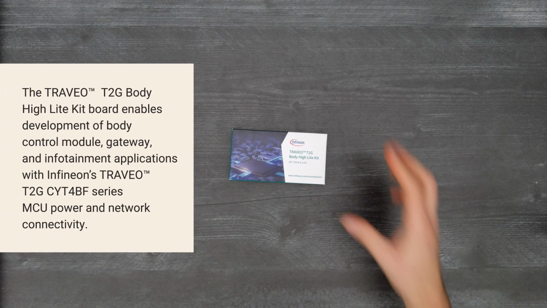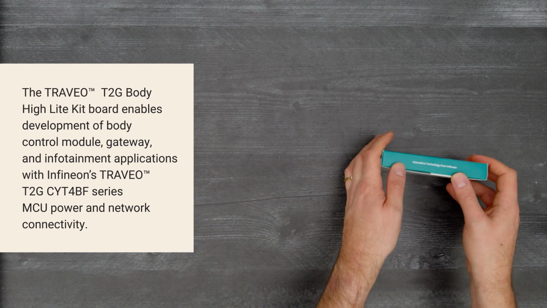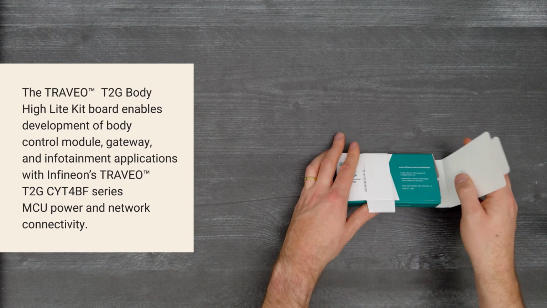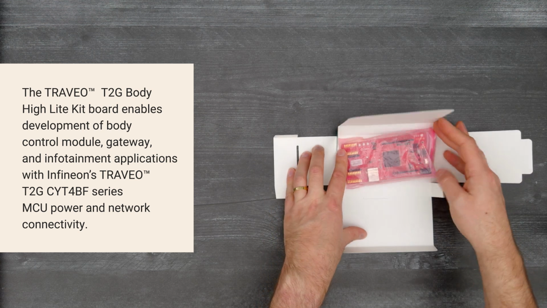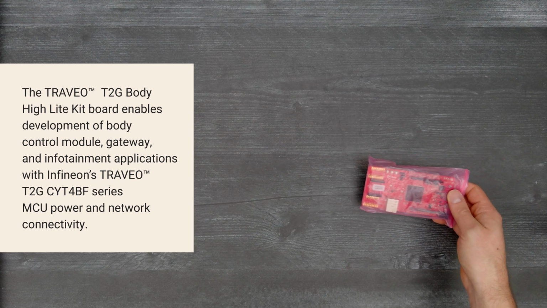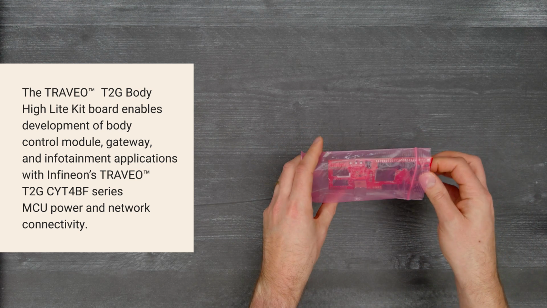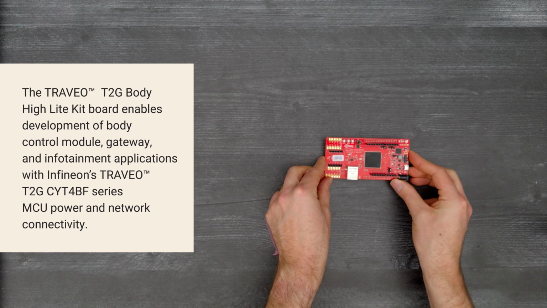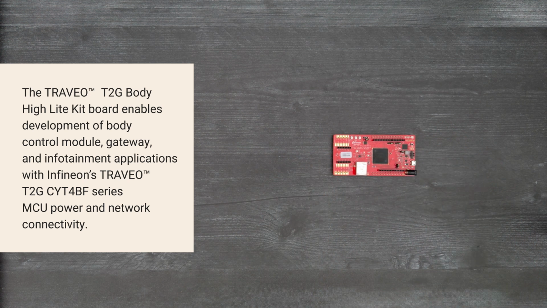This is an evaluation kit built with multiple communication and expansion interfaces for developing body control module, gateway, and infotainment applications with Infineon's TRAVEO T2G CYT4BF series MCU, designed with robust processing power and built-in networking connectivity features. So, let's get started.